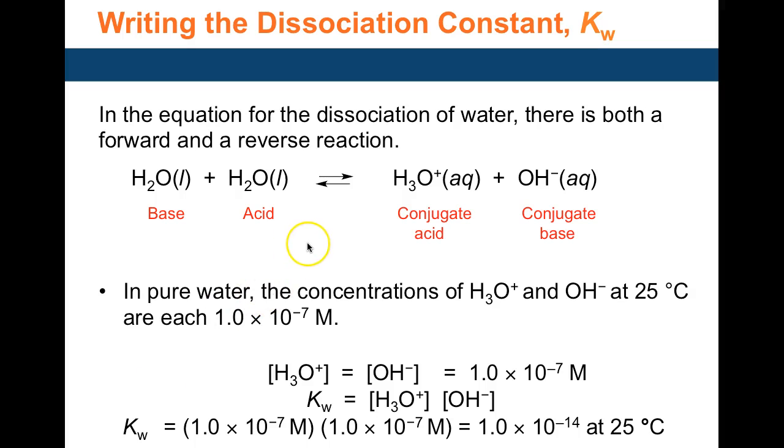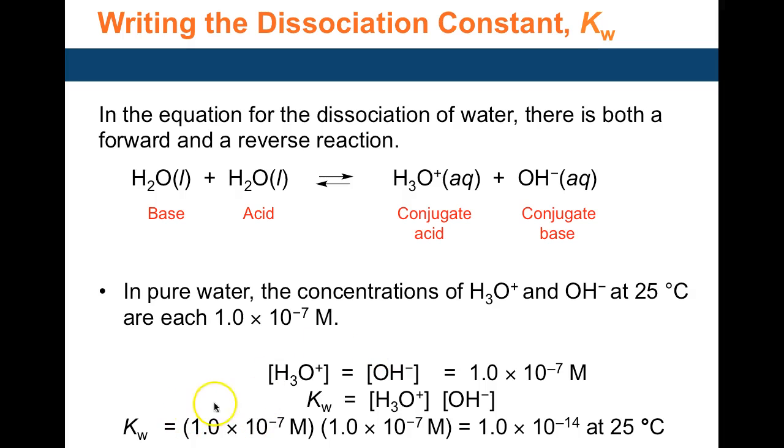Okay, so when you write the K expression for this, it's going to be H3O plus times OH minus, right? And then instead of A, you put the subscript W for water. So Kw is H3O plus times OH minus. Now, when it's pure water at 25 degrees centigrade, the concentrations of H3O plus and OH minus are 1 times 10 to the negative 7.